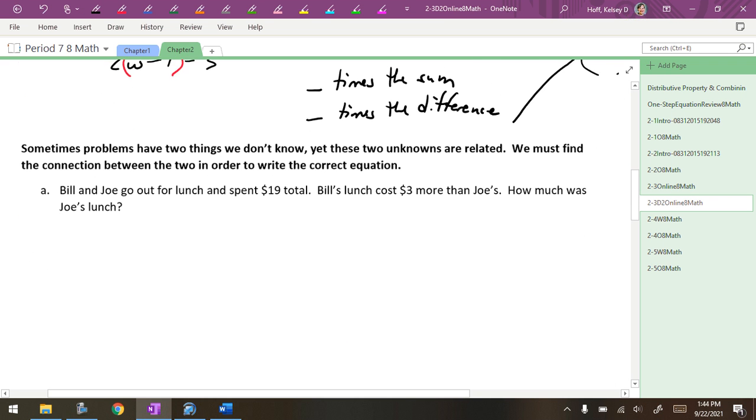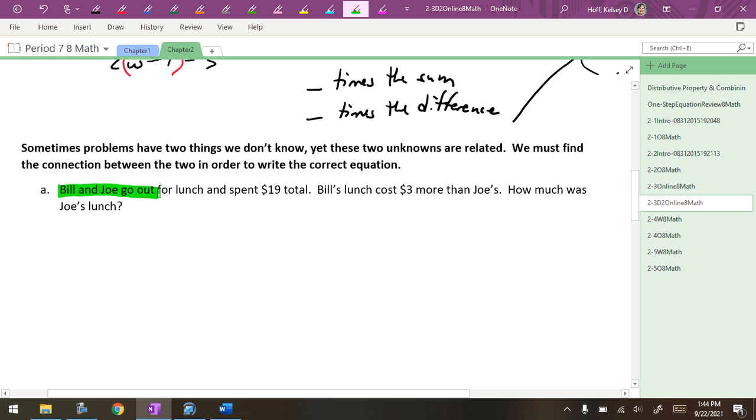Sometimes we have problems with 2 things we don't know, yet these 2 unknowns are related. We must find the connection between the 2 in order to write the correct equation. Bill and Joe go out for lunch and spend $19 total. Bill's lunch costs $3 more than Joe's. How much was Joe's lunch?